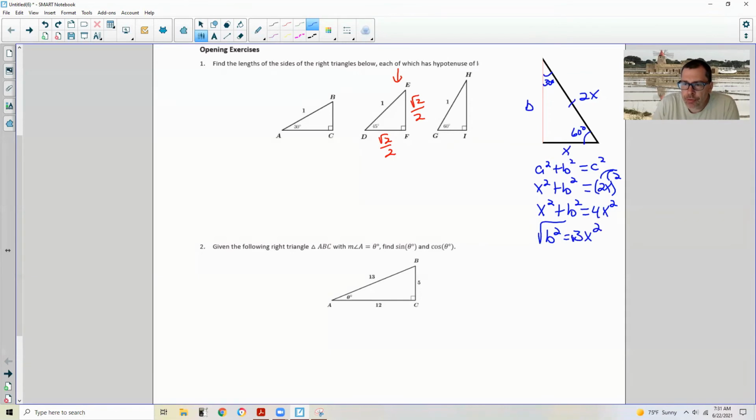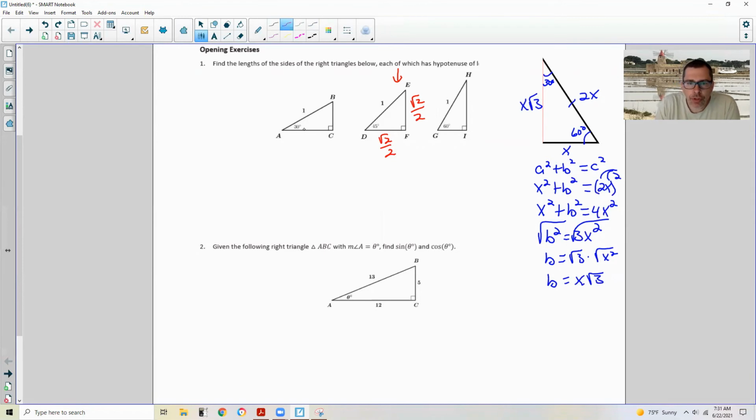Then I take the square root of both sides, and I'm going to get b equals the square root of 3 times the square root of x squared. I split it up because I can now take that x squared square root and just call it x, and then I'm left with root 3. So my b is now x square root 3. Okay, so there is our special right triangle setup, x, 2x, x root 3.